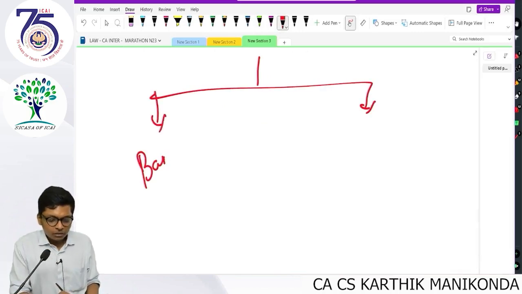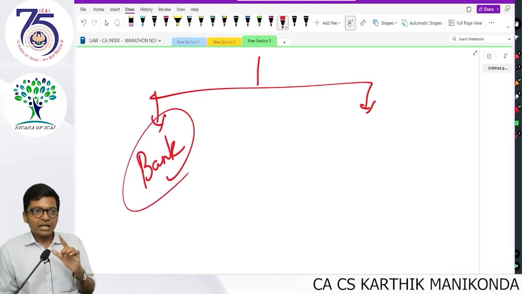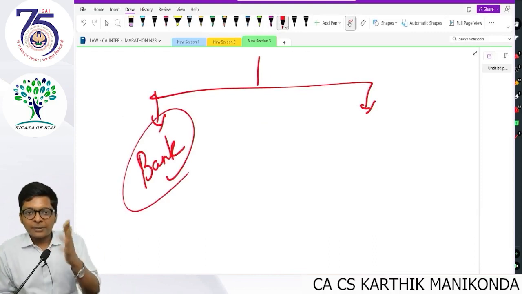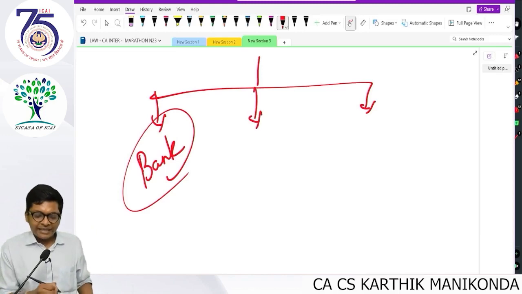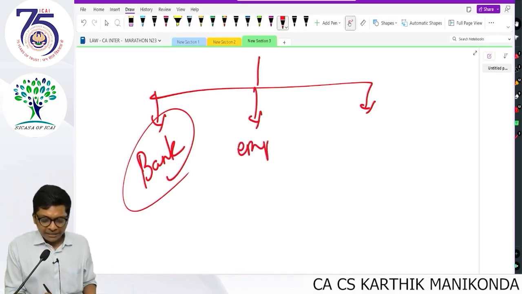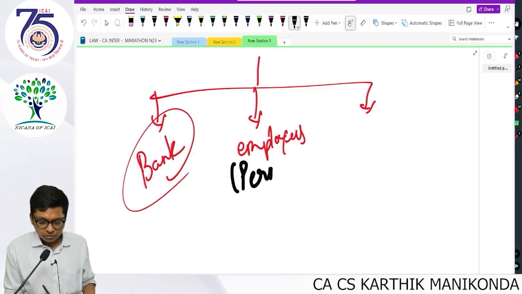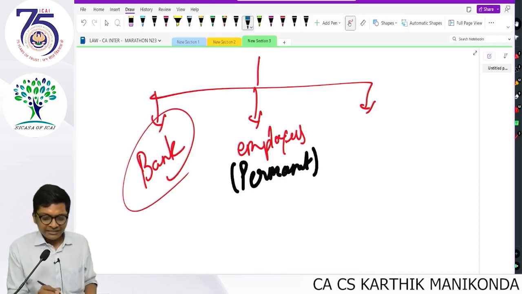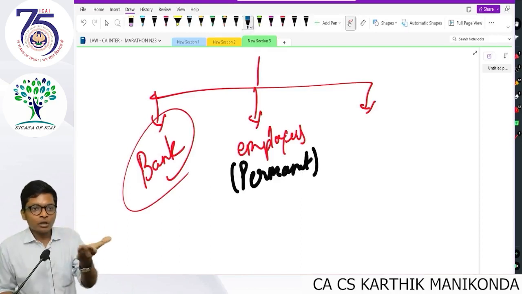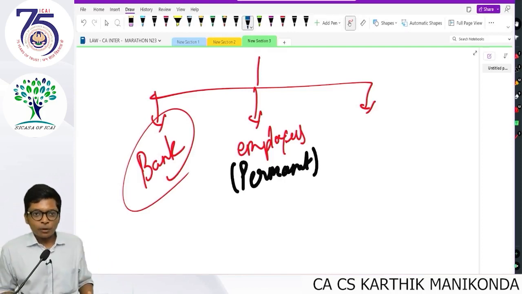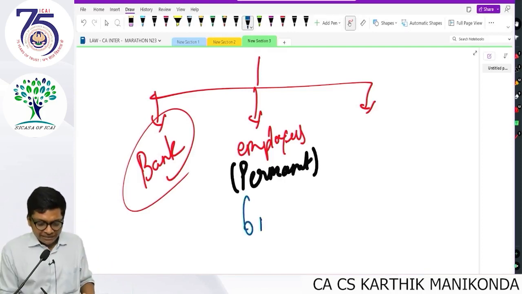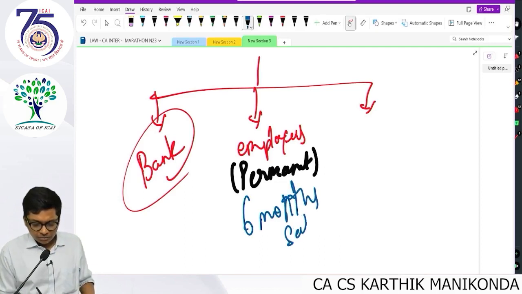A bank can give loan in the ordinary course of business. 67 not applicable. 3 exceptions, sorry. Second exception, loan can be given to full-time employees. It is permanent employees. Permanent. Otherwise, I'll keep temporary employee, give him loan, then send him out. Full-time employees, but loan should not exceed 6 months salary.